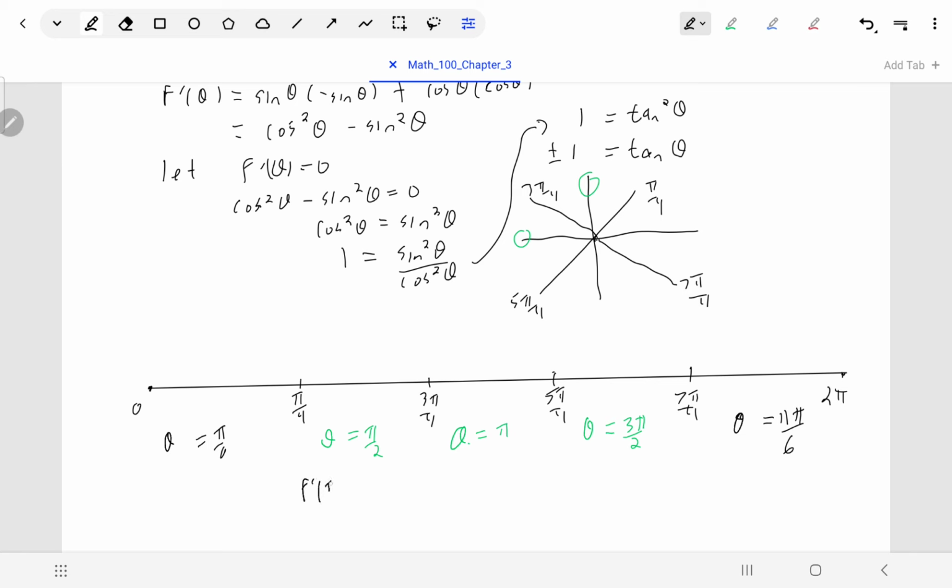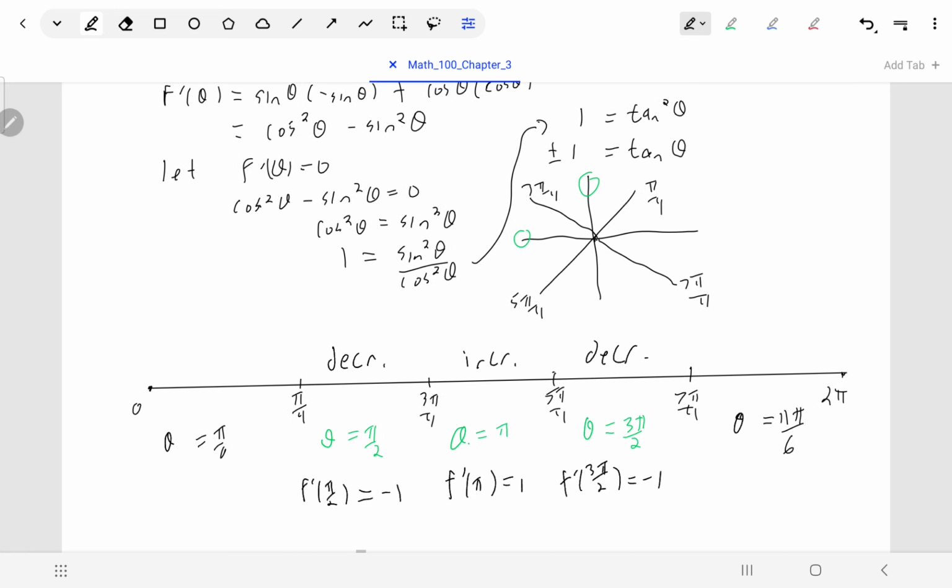And so for f prime of pi over 2, if I put that in, cosine of pi over 2 is 0, sine of pi over 2 is 1, 0 squared minus 1 squared is negative 1. So derivative is negative. We are decreasing. At pi, cosine is negative 1, sine is 0. Negative 1 squared minus 0 squared is 1. So f prime of pi is 1. That's positive. We are increasing. And at 3 pi over 2, cosine is 0, sine is negative 1. 0 minus negative 1 squared is 0 minus 1, or negative 1. So f prime of 3 pi over 2 is negative 1. So we are decreasing in that interval.